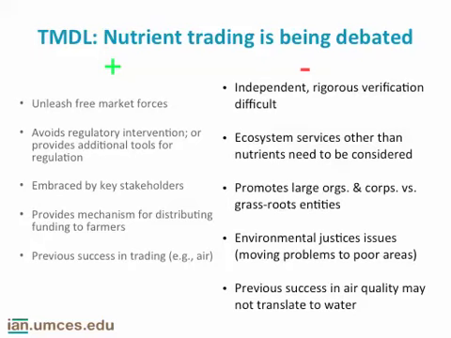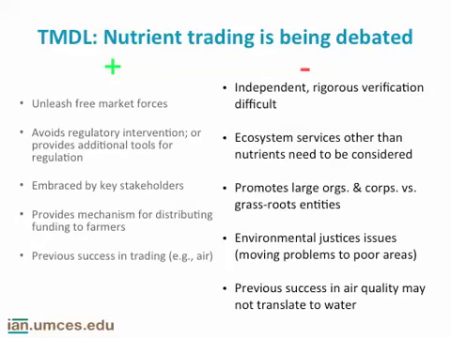Now, the negatives of this is that independent and rigorous verification is very difficult. Ecosystem services other than nutrients should be considered. So planting a riparian buffer, for example, provides wildlife habitat and corridors and all kinds of amenities other than just nutrients, and so those don't get factored in. It also promotes large organizations and corporations versus a grassroots entity. So they have this bundling approach where these large organizations will work with a suite of small farmers and bundle them. There are also environmental justice issues, moving the problems to poor areas.